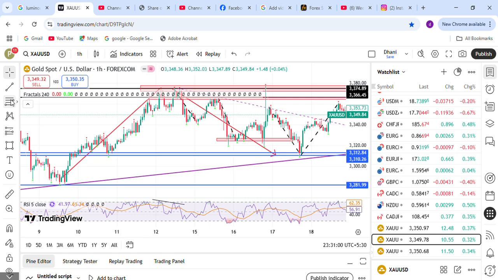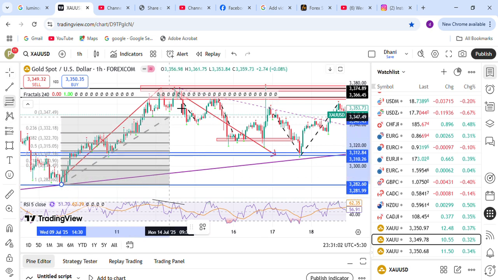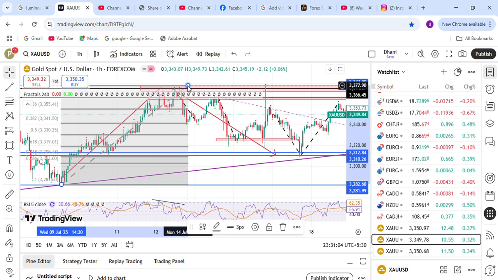Let me also do that. The Fibonacci number. Let me do it on the daily time frame.